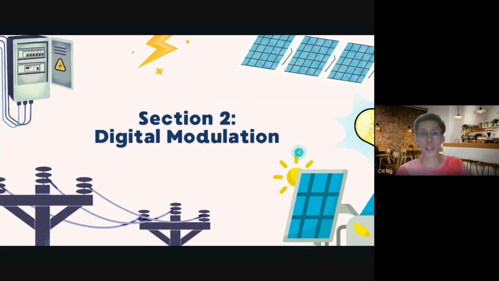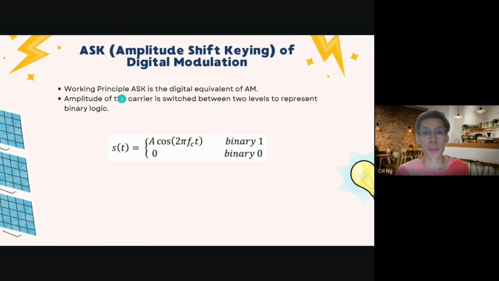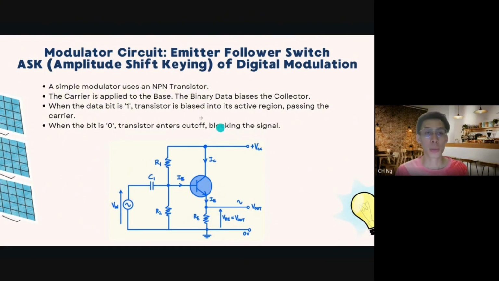Section 2, let's talk about digital modulation. So what is ASK? Working principle: ASK is the digital equivalent of AM. The amplitude of the carrier is switched between two levels to represent binary logic, which is this 1 and 0, like that. So next, the modulator circuit of ASK, which is the emitter follower switch.